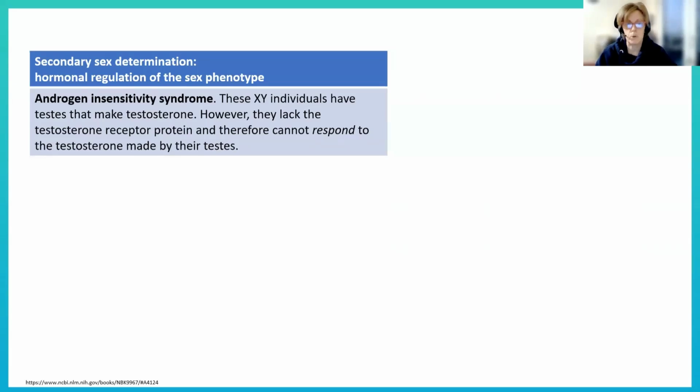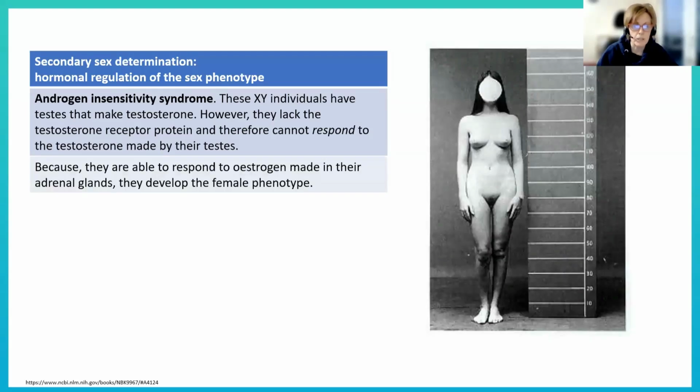And it's worth explaining at this point, while we're talking about chromosomes and sex determination from the chromosomes, there is also the possibility that the hormonal regulation can affect the sex phenotype that develops. So there's androgen insensitivity syndrome. So we have XY individuals, so chromosomally male. They have testes that make testosterone. However, they don't have the receptor protein. So although they're making the testosterone, they're not responding to it. They don't have the receptor to notice that it's being produced. As a result, they are able to respond to estrogen that's made in their adrenal glands. They develop a female phenotype.